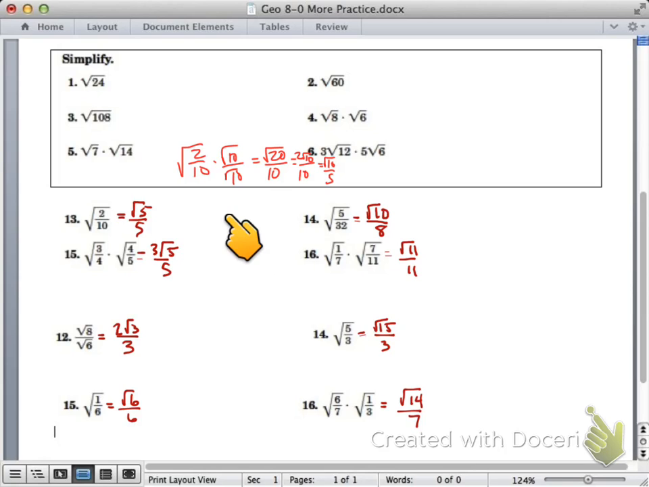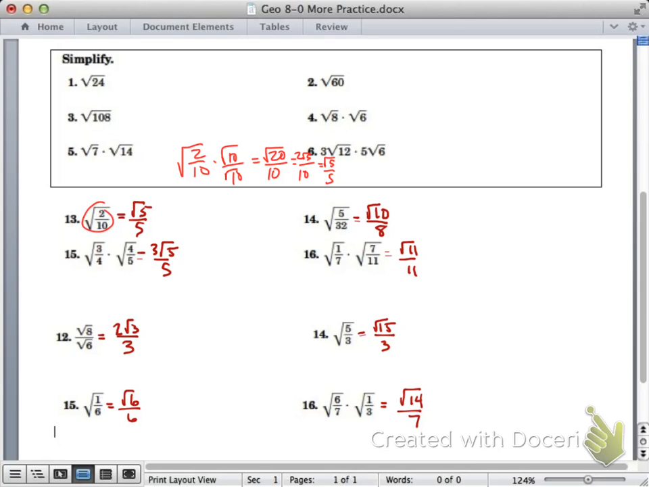So in that process, we had to multiply by the square root of 10 over 10 to get rid of the radical in the denominator. Square root of 2 times the square root of 10 is the square root of 20. The square root of 10 times the square root of 10 is 10. Simplify the square root of 20. That becomes 2 square root of, no, it's not square root of 10, 2 square root of 5 over 10, which reduces. So we end up with square root of 5 over 5.